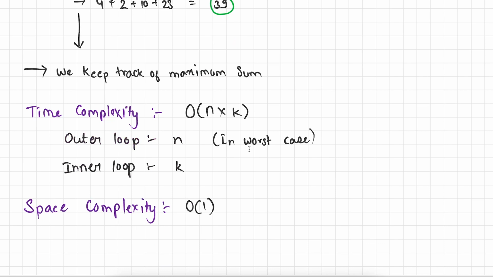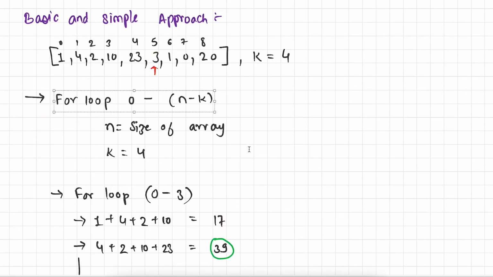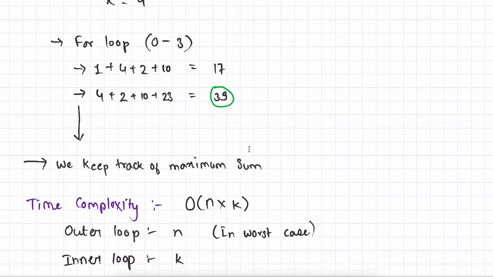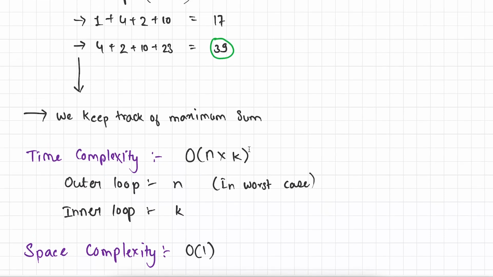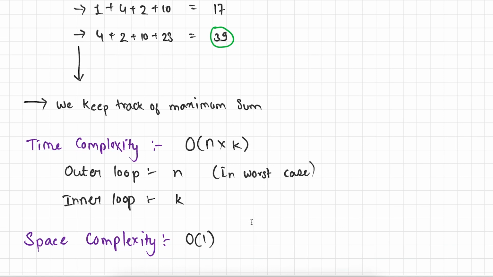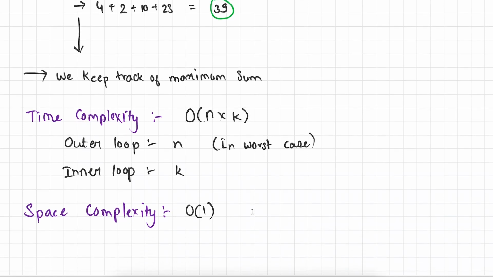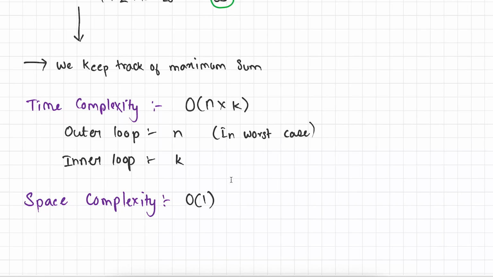So what about space complexity? As you can see here, we are not using any extra space other than just a few variables. So we can say that the space complexity of this approach is going to be big O of 1, or constant space. So if we use this simple approach to solve this problem, we end up getting big O of n into k time complexity and big O of 1 space complexity, which is very obvious, right? So this is all about the basic approach.